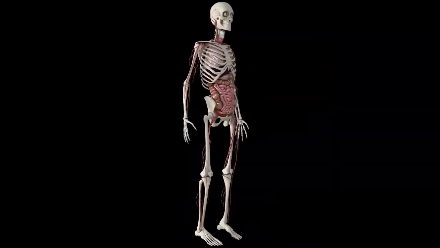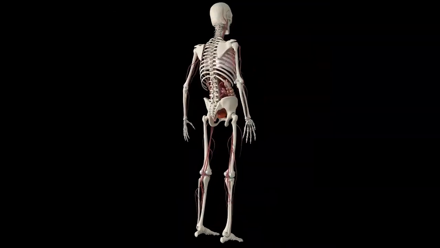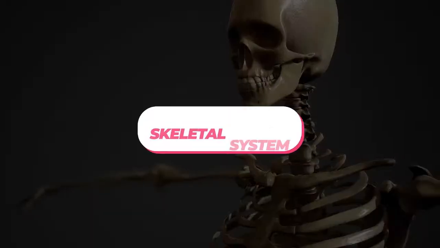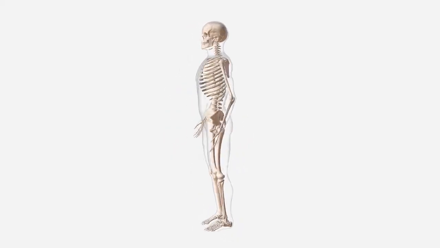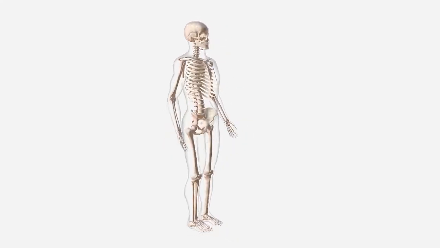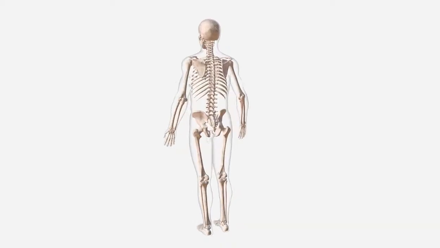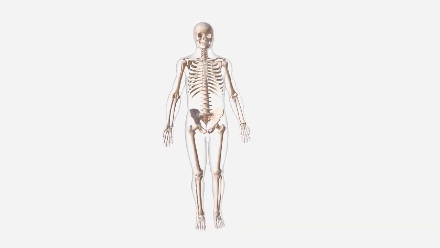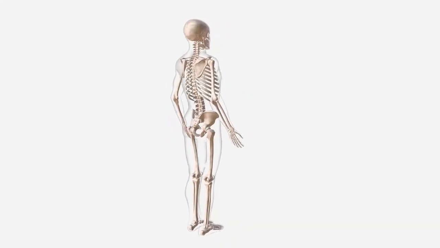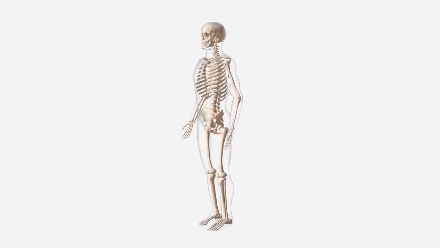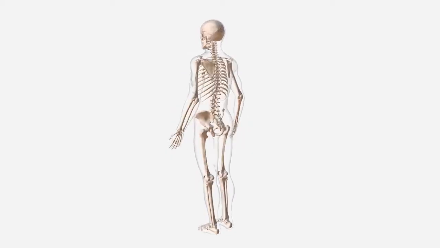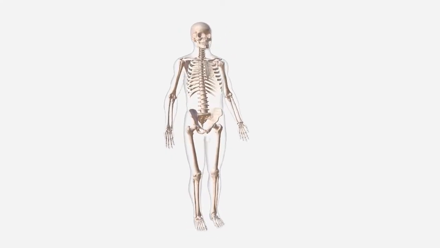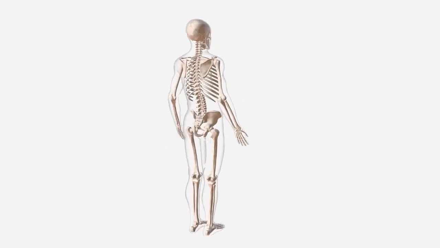To understand how these systems work, you first need to know a little bit about these systems. Number 1. The skeletal system. The skeletal system is the body system that provides structure and support for the body. It consists of bones and joints, which work together to allow movement and protect internal organs. Bones are the hard, calcified tissues that make up the skeleton. They are classified into 4 types: long bones, short bones, flat bones, and irregular bones.